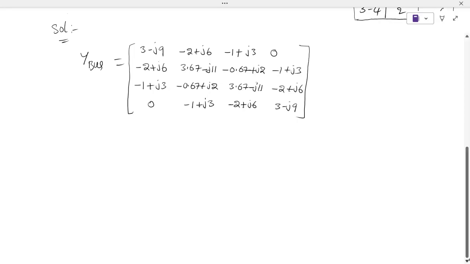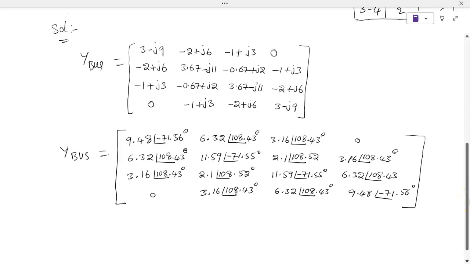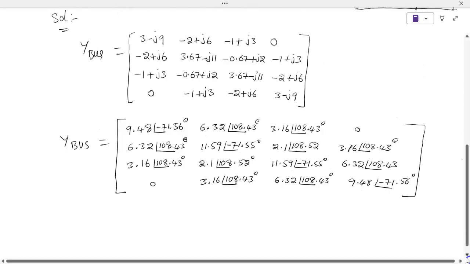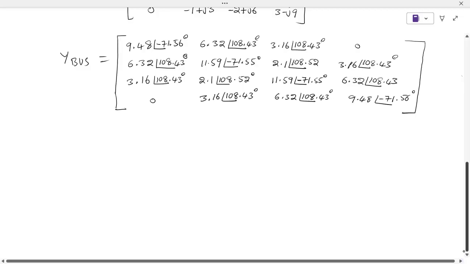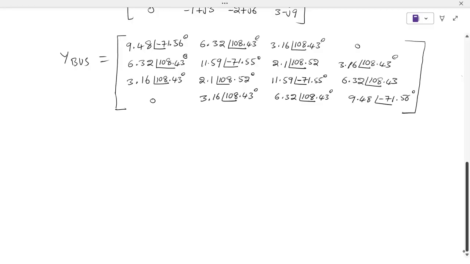First let me write the Y bus matrix in polar form. So this is the Y bus matrix with all elements in polar form. Next, see what is required here. Now we will see the required data that is given in the problem.